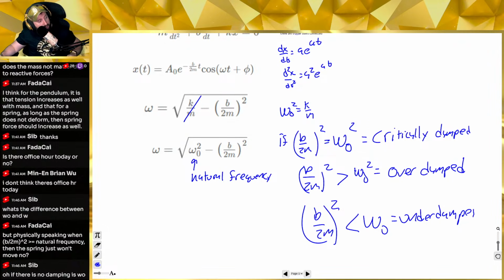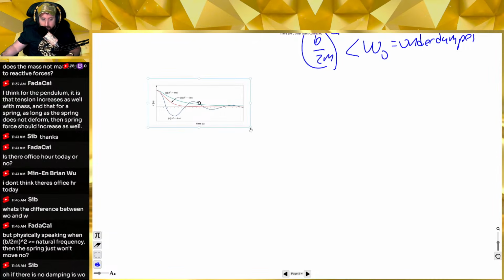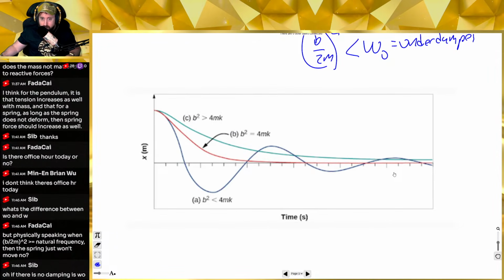Okay, so it turns out we can make graphs of what this looks like, the different damping. And this is what we get. So this right here is overdamped.